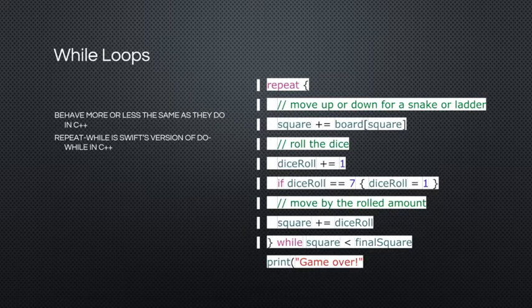While loops in Swift are basically the same thing as while loops in Java and C++. There are small variations in syntax, such as instead of do while in Swift you have repeat while. You don't have to have parentheses or a semicolon on while loops or repeat while loops in Swift. So pretty easy, pretty straightforward.